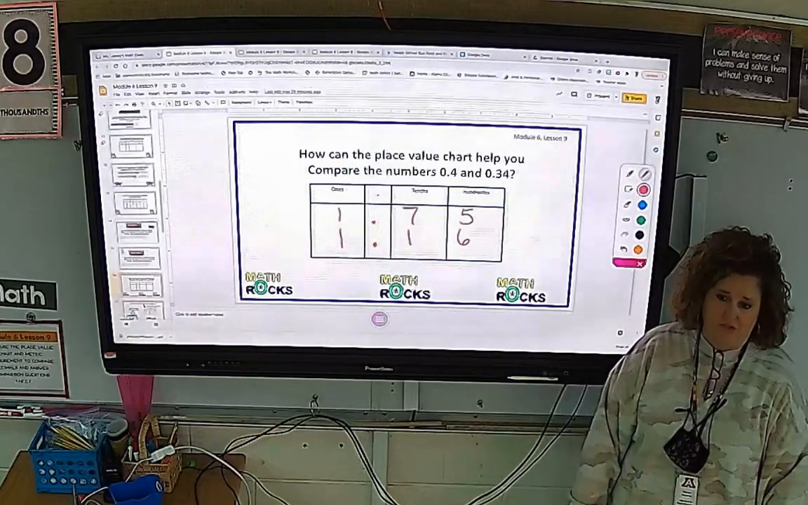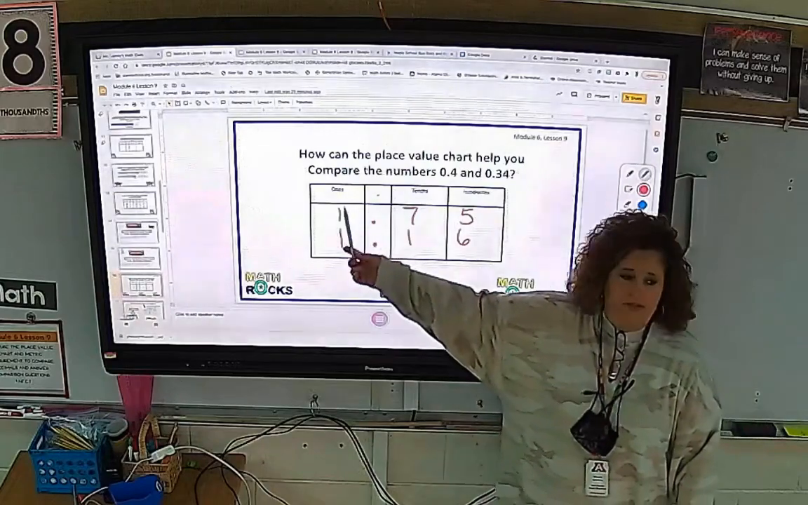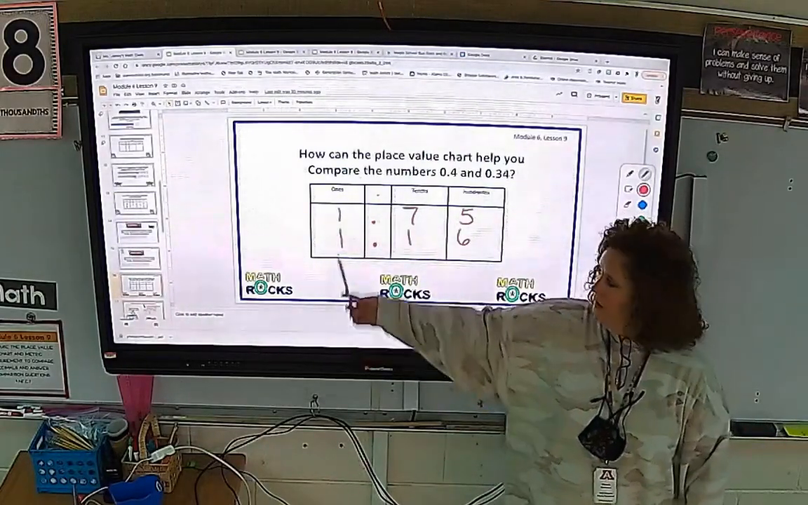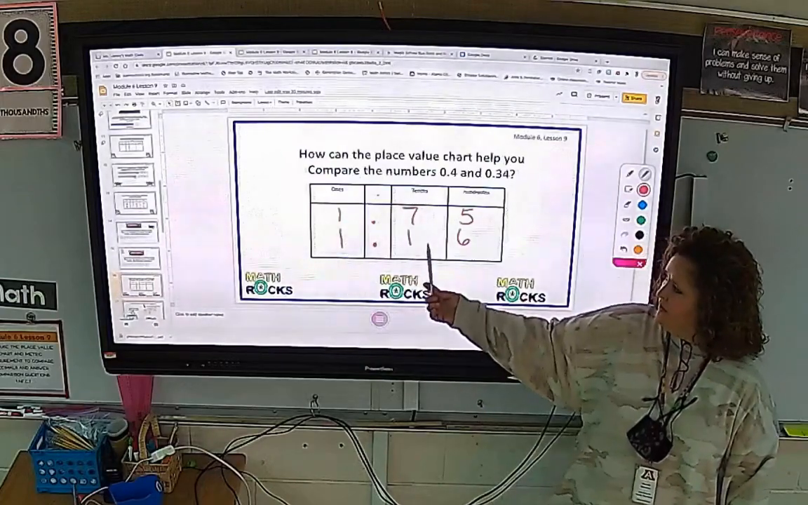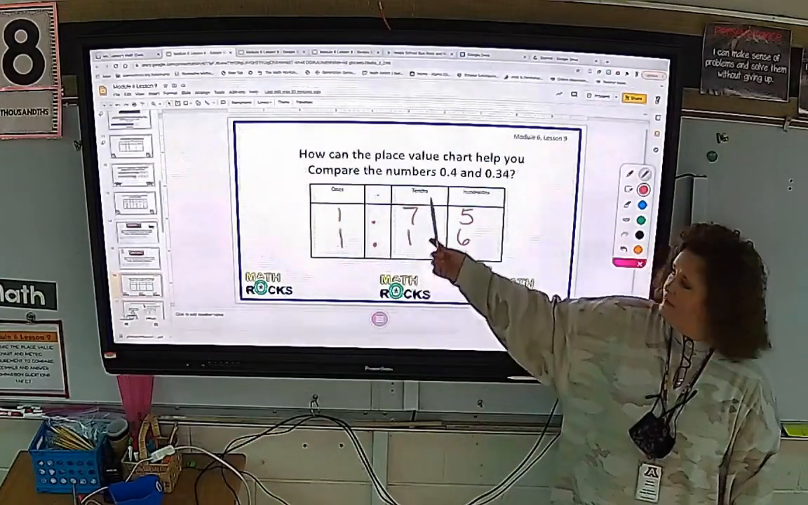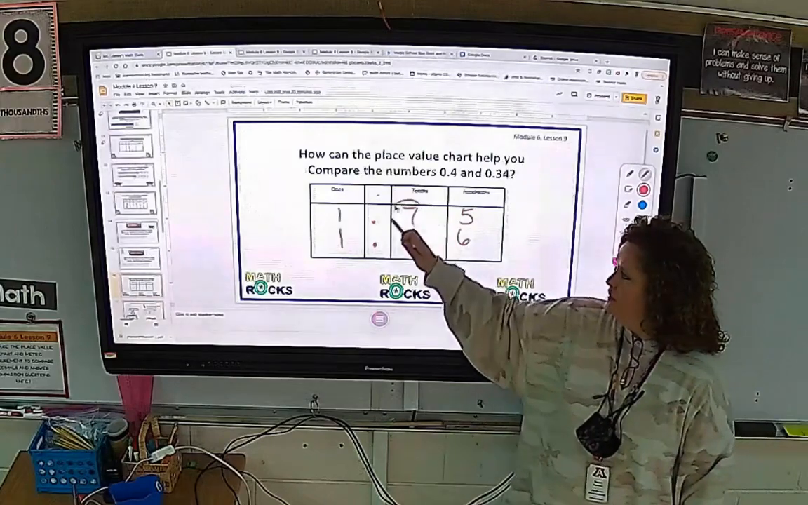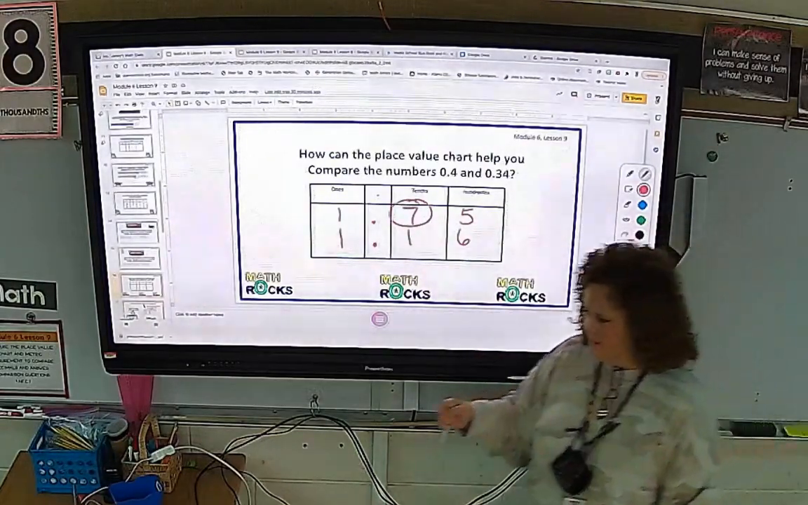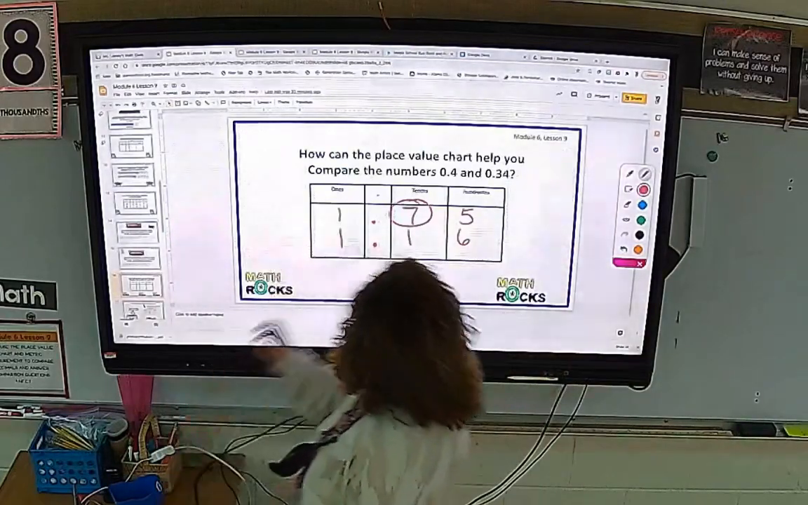Actually, tenths. Guys, if the number's the same, and here's an example of that, please stay with me. These are the same. We've got to come here. And this one is larger. So that's the one that's bigger. Simple as that.